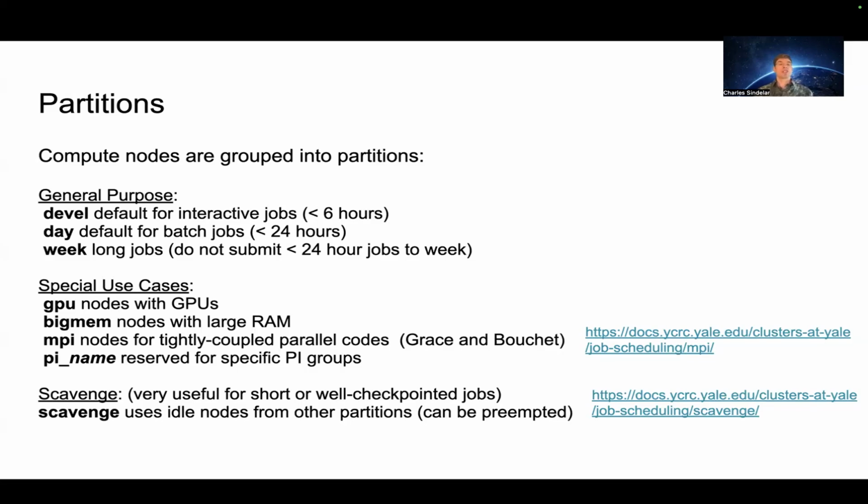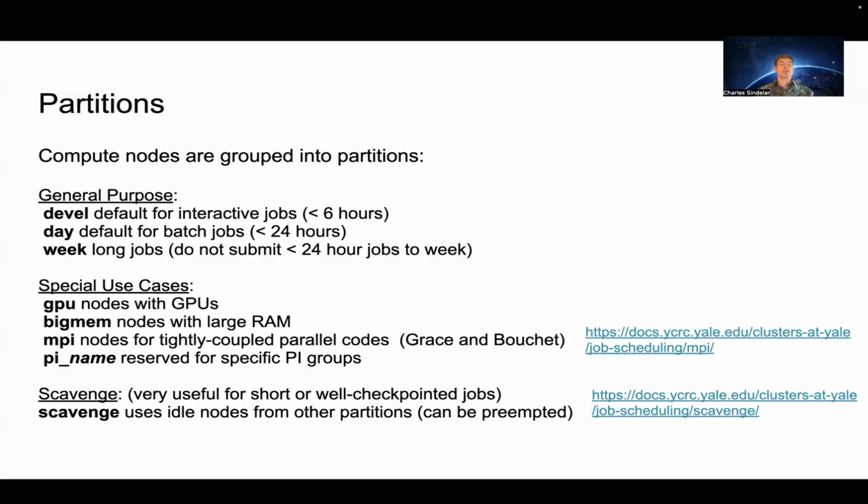The partitions that are generally available on our clusters include general purpose partitions, which are available for everyone. These are the devel partition, which is for interactive jobs that last 6 hours or less. This we will go into soon in the next few slides. For jobs that could include interactive jobs or batch jobs, which we'll also get into later, the day queue is available, and that's for jobs that run 24 hours or less. And then for longer jobs, we have a week partition available.